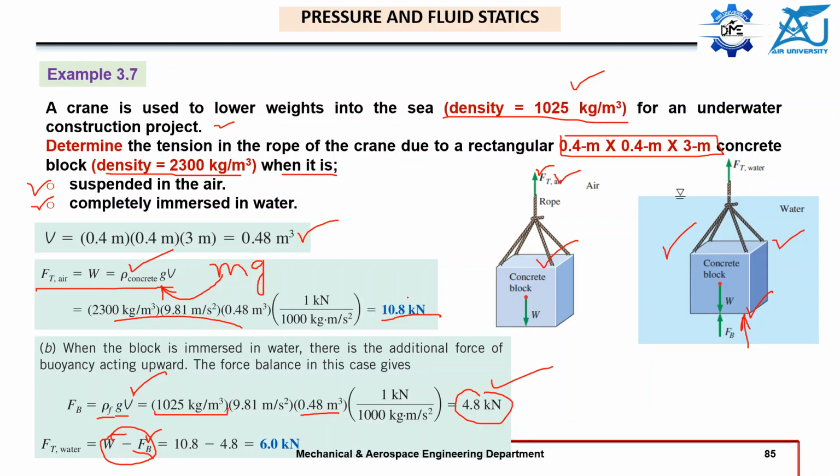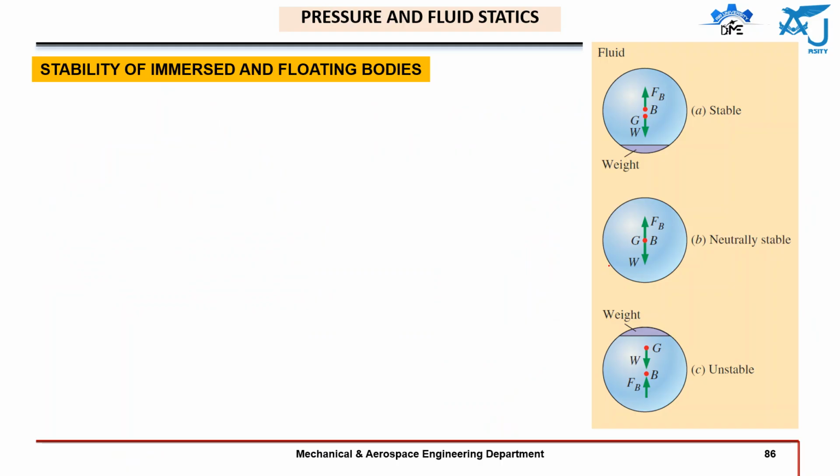And if we subtract it from here, we will get the tension in the string or this rope when it is submerged inside the water. Okay, so this was a simple numerical problem related to buoyant forces. Okay, this is the last slide of this chapter.